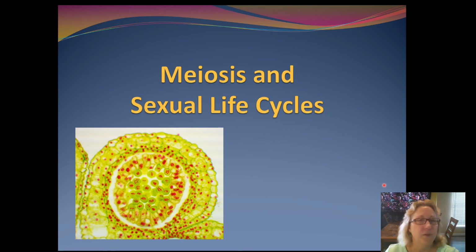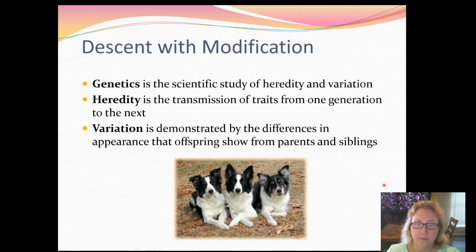All right, this is part one of meiosis and sexual life cycles. This is really the beginning of our study of genetics, which is the next chapter. Genetics is the study of heredity and how traits are passed from generation to generation. We've already talked a bit about variation between individuals, and how individuals reproducing using sexual reproduction is a big part of that variation.